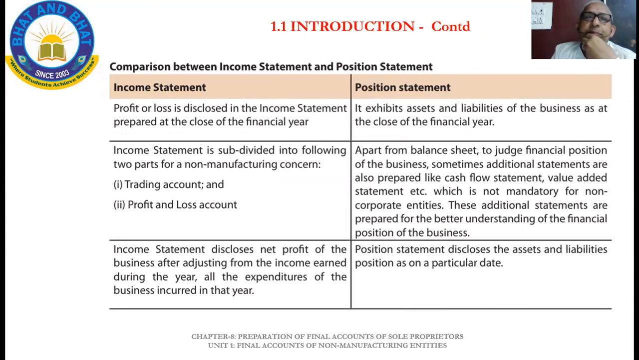See, here is a comparison between income statement and position statement. Income statement means trading profit and loss account. Position statement means balance sheet. It is an obvious general difference. Profit and loss account will show what is not shown in the position statement, balance sheet. Balance sheet will show assets and liabilities. Profit and loss account will show net profit, net loss position, and trading account will show gross profit, gross loss position. That's what we have already learned now.